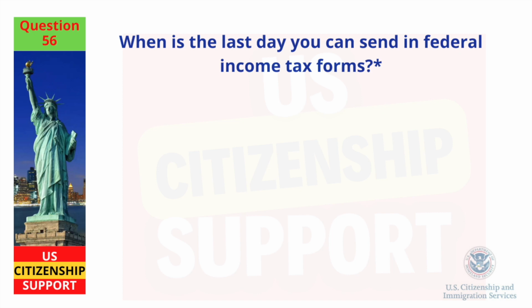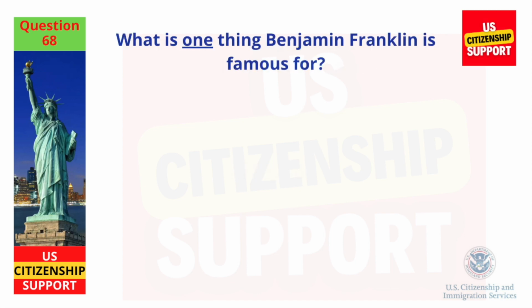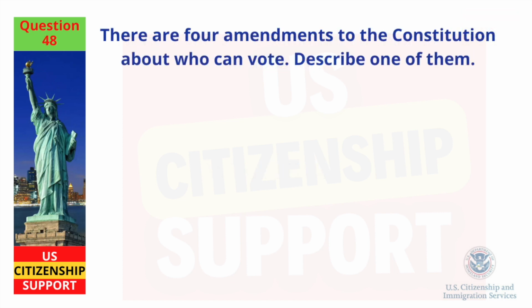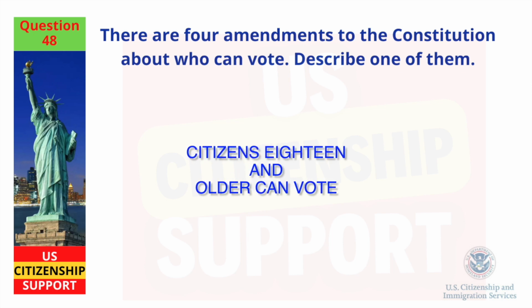When is the last day you can send in federal income tax forms? April 15th. What is one thing Benjamin Franklin is famous for? U.S. diplomat. There are four amendments to the Constitution about who can vote. Describe one of them. Citizens 18 and older can vote.